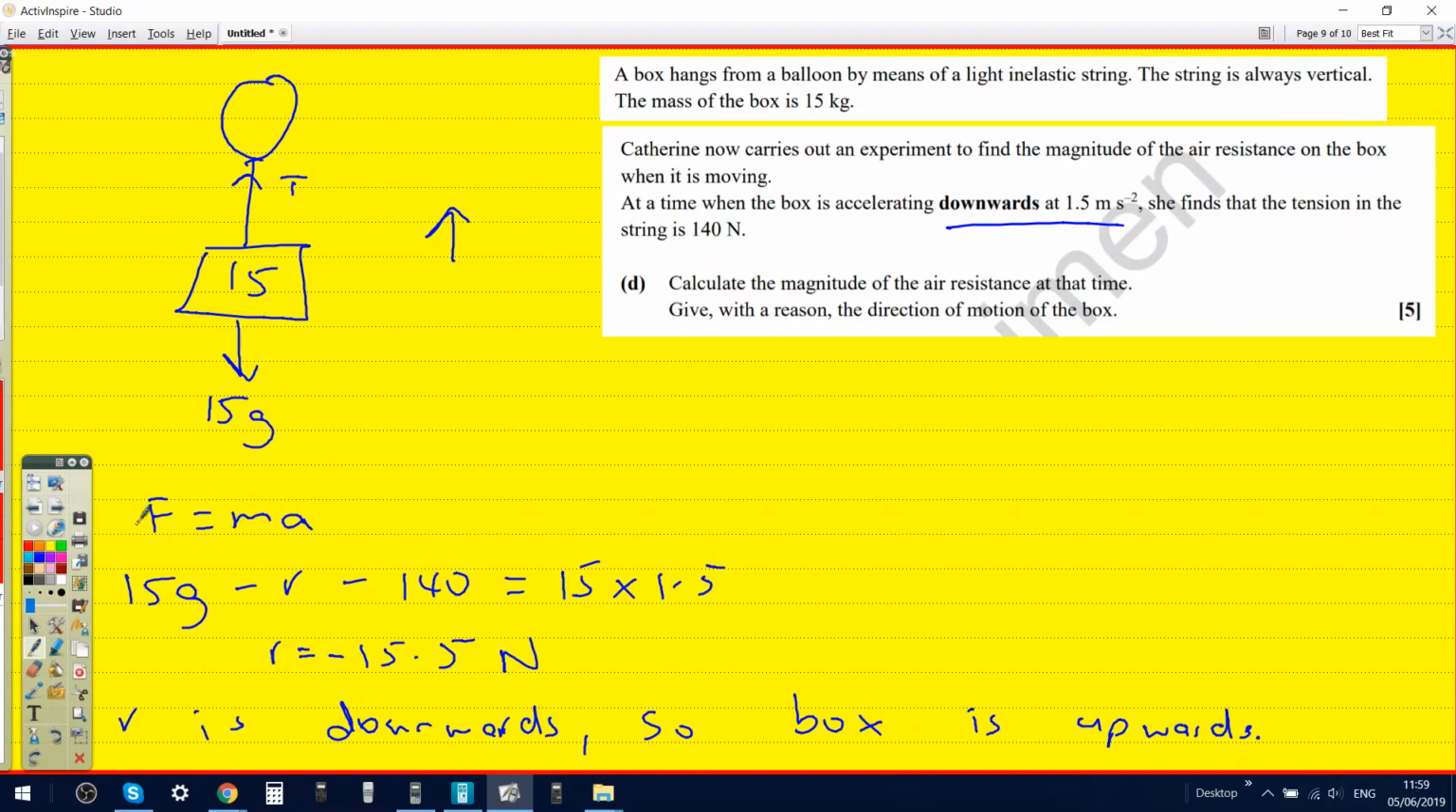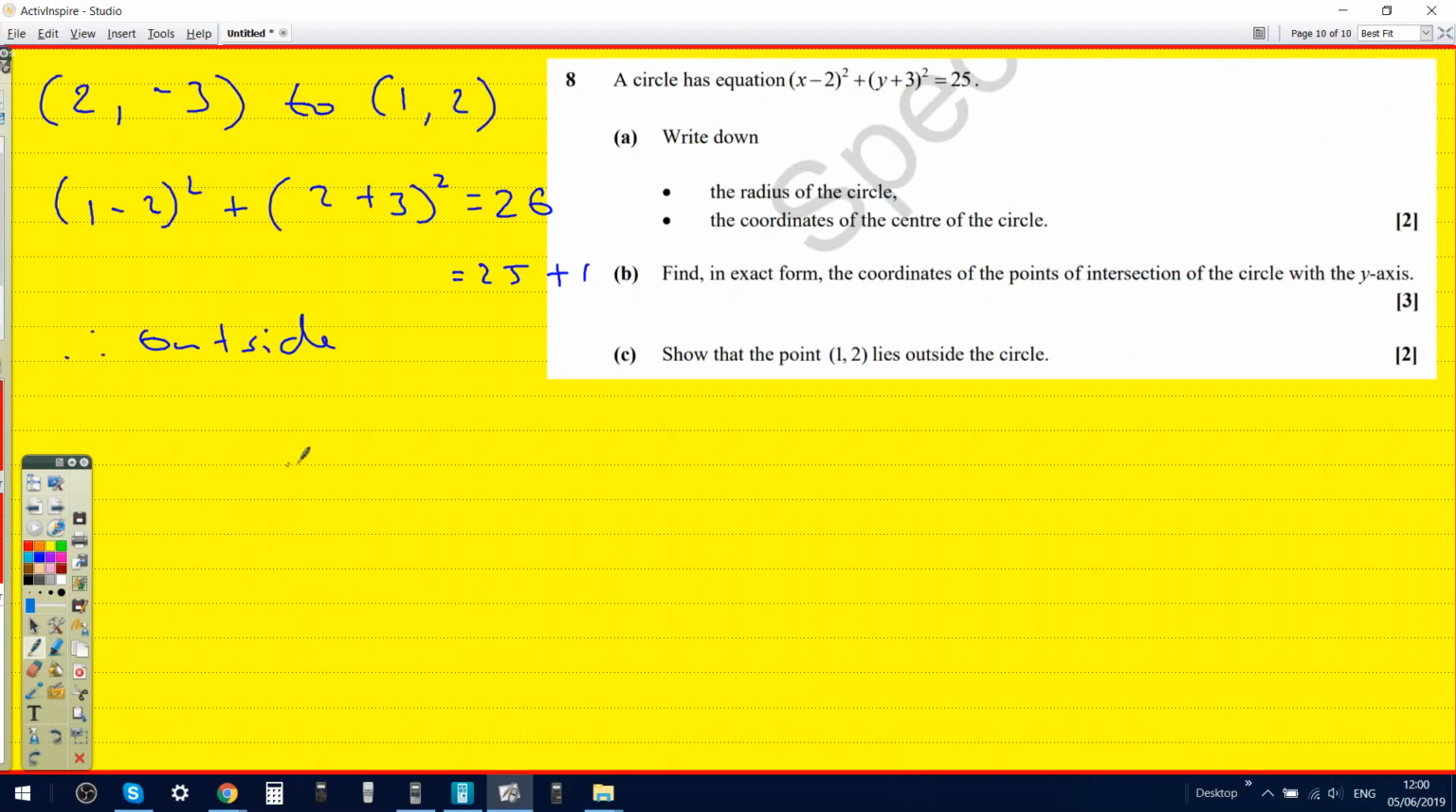Let's see, so this one, it's F equals ma, sub it in, and that was a bit tricky. The backwards thing, r is downwards, so the box was upwards, minus, but it's just F equals ma. Put it in the solver. This one, just sub in the values, and it's bigger than 25, and so it's bigger than the radius, so it's outside.